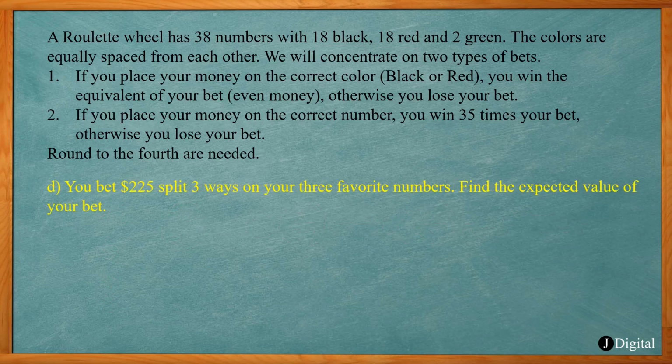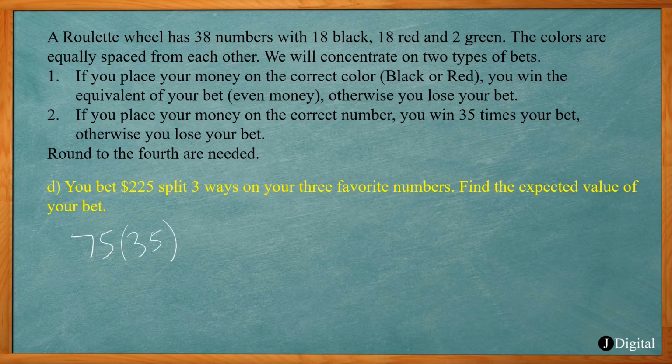So part D says you bet $225 split 3 ways on your 3 favorite numbers. Find the expected value of your bet. Alright, so it's going to be 3 numbers that you choose. If you land on one of those 3 numbers, so 225 split 3 ways is $75. You're going to win 35 times your money.